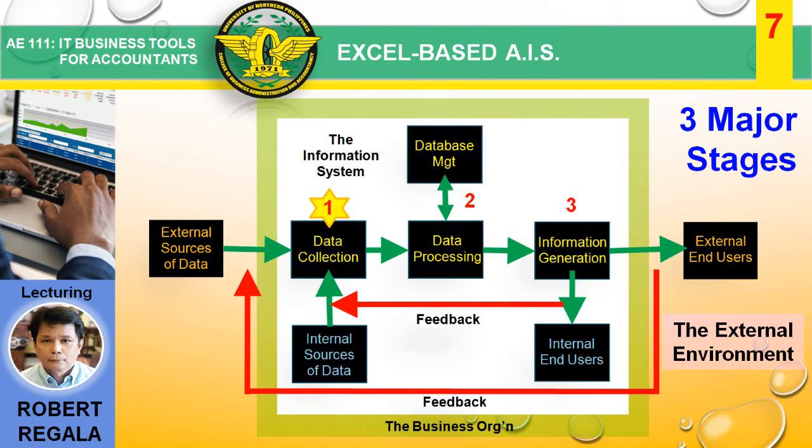As you will learn in your AIS subject in the next semester, the basic model of any information system, including AIS, is composed of three major stages, also called the three major processes within the AIS. Namely, we have data collection, then data processing, and the last one is information generation.